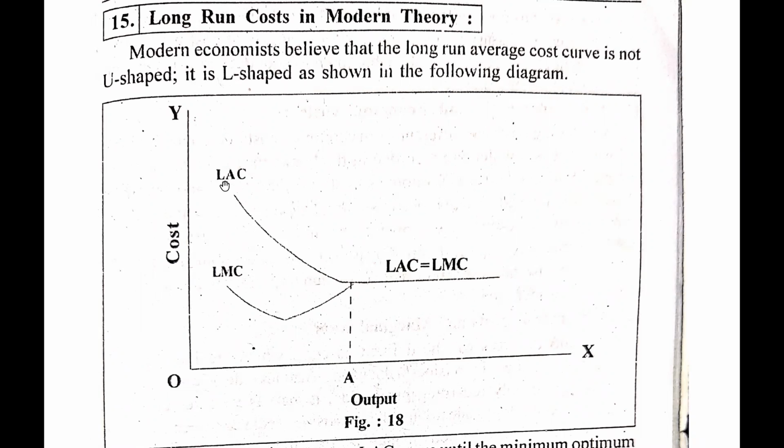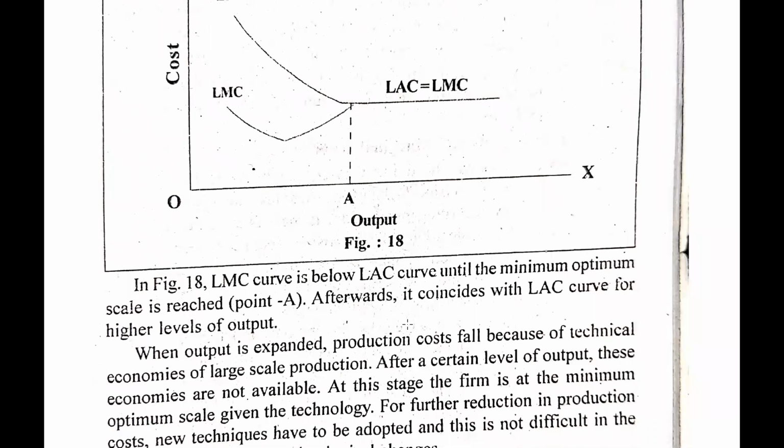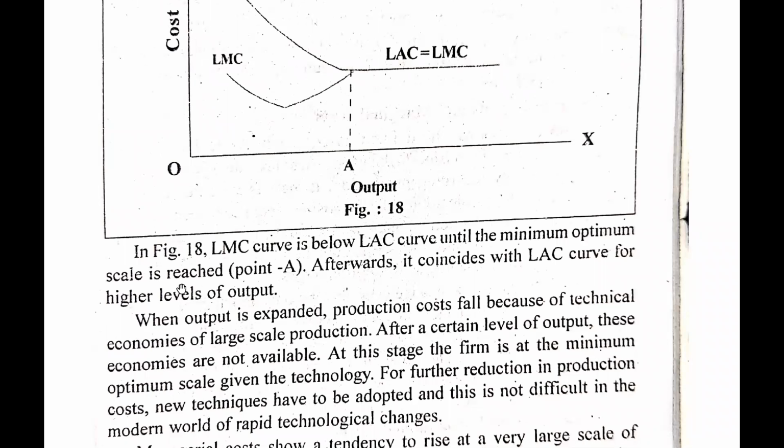Let's see over here, long run average cost and long run marginal cost. The curves of long run average cost and long run marginal cost will be like this. So it does not have a U shape, but it has an L shape in the diagram. So guys, let's understand what this theory means. In figure 18, the long run marginal cost curve is below the long run average cost curve until the minimum optimum scale is reached at point A. But after point A, it coincides with the LAC curve for higher levels of output.